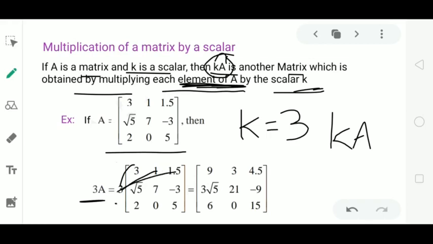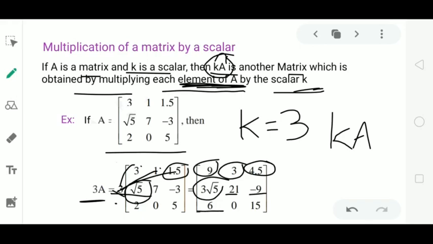That is, 3 into 3 is 9. 3 into 1 is 3. 3 into 1.5 is 4.5. 3 into root 5 is 3 root 5. 3 into 7 is 21. 3 into minus 3 is minus 9. 3 into 2 is 6. 3 into 0 is 0. 3 into 5 is 15. So we multiply each element of A by the given scalar K.